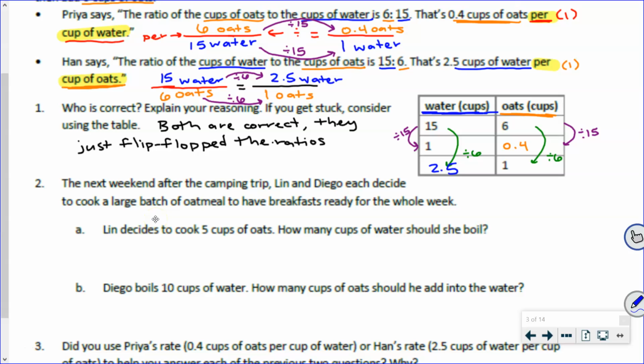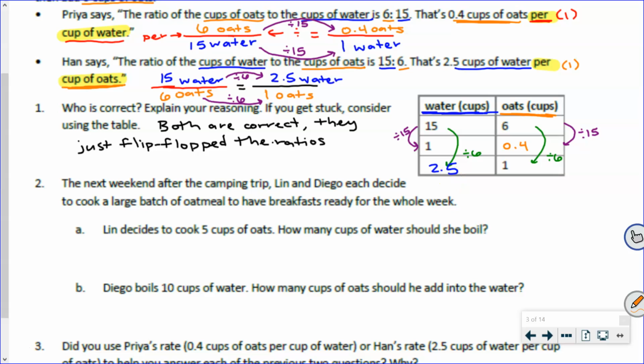The next weekend after the camping trip, Lynn and Diego each decide to cook a large batch of oatmeal to have breakfast ready for the entire week. Lynn decides to cook 5 cups of oats. How much water should she boil?